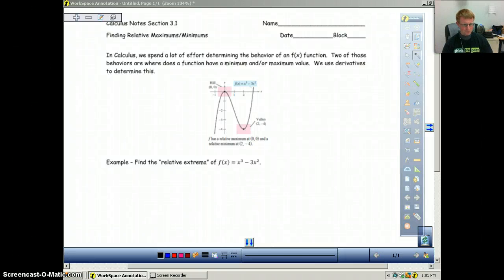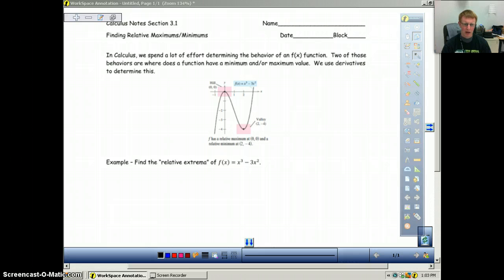In this section, 3.1, we're going to be finding relative maximum and minimum. In calculus in general, you spend a lot of time looking at the behavior of a regular function. And a lot of times, looking at the behavior of a regular function is going to be using the function itself, but not graphing it all the time.